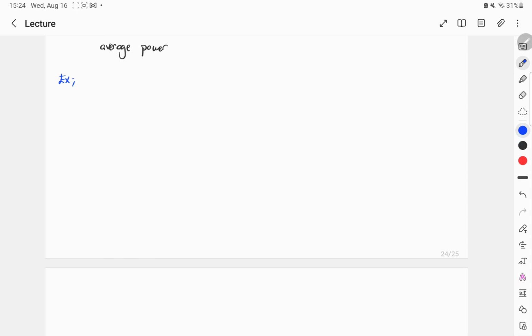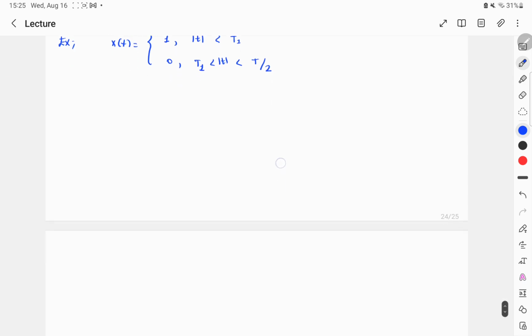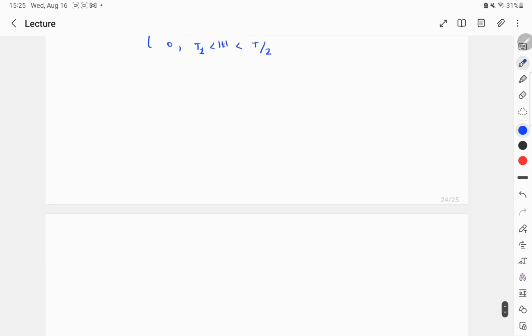So let me first write the square wave expression, which is x(t) takes a value of 1 when t's absolute value is smaller than T1, and then it is 0 when t is bigger than T1 and smaller than capital T over 2, where capital T is the period. We already know the formulas, and we are required to find the Fourier series coefficients.